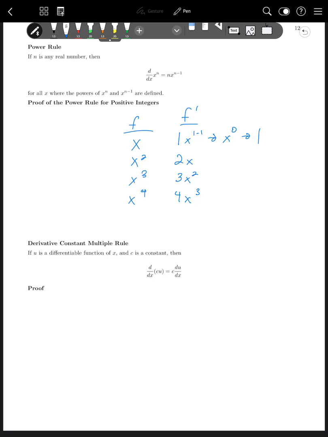Okay, so there's another example. Another really important proof is that if you have the derivative of a constant times a function, the constant does not change. So to give you an example, let's use one of the ones up here.